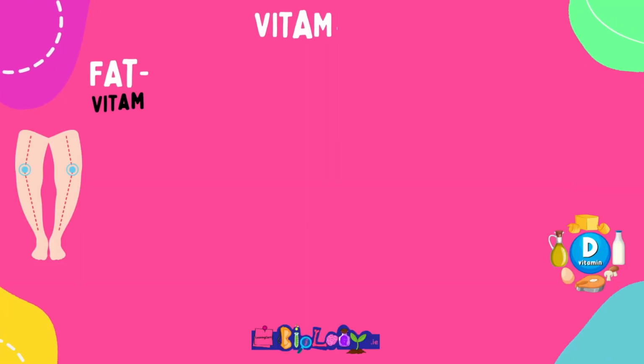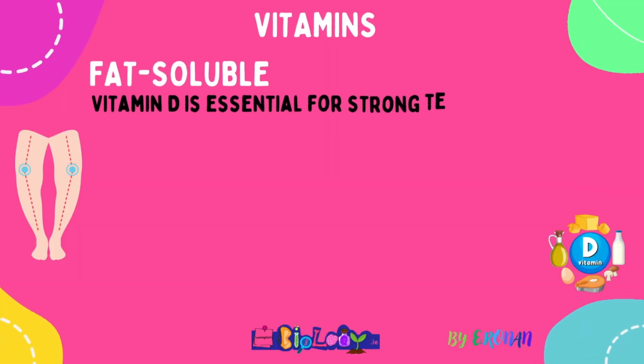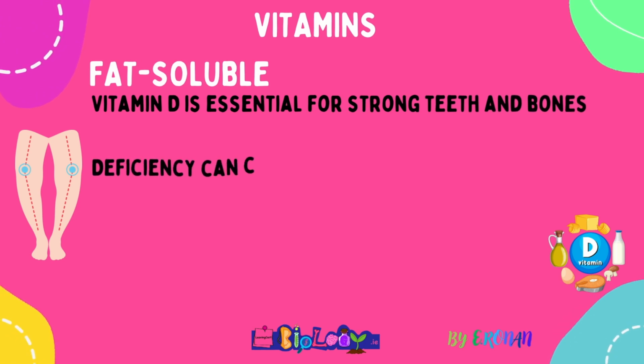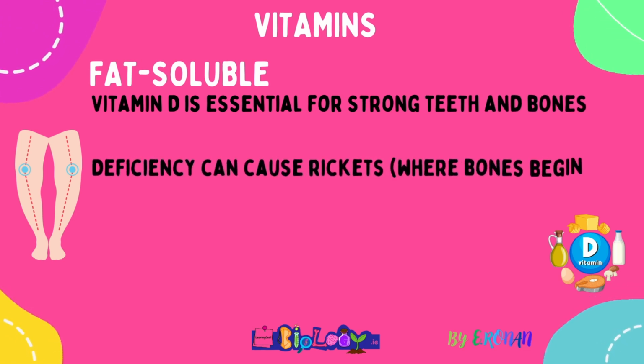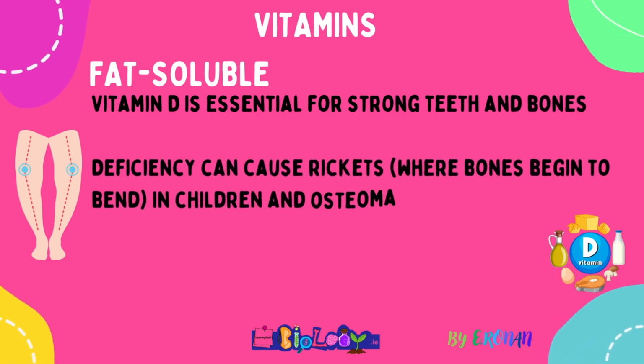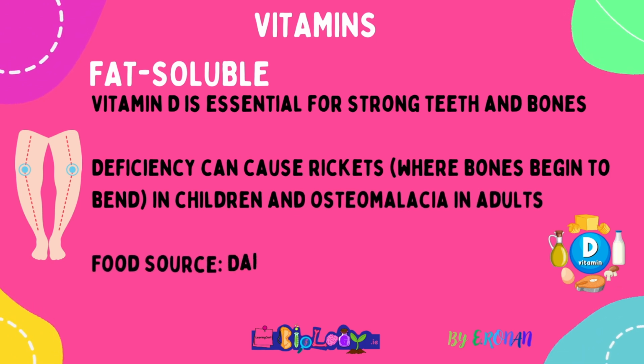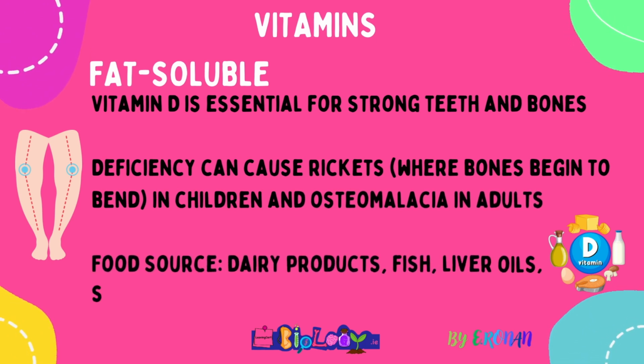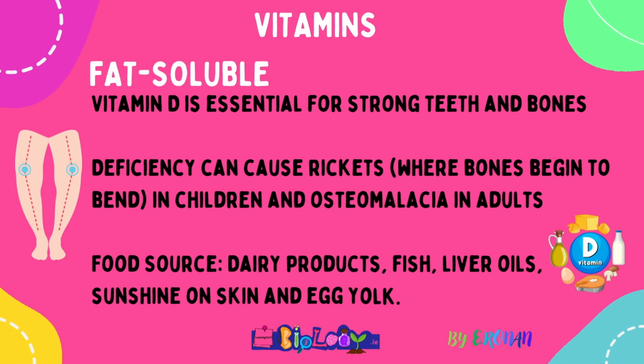Example, vitamin D. If we look at a deficiency, vitamin D is needed for strong teeth and bones. A deficiency, also known as a lack of, can cause rickets, where bones begin to bend in children, and osteomalacia in adults. Then we have food sources such as dairy products, fish, liver oils, sun on skin and egg yolks, which are all sources of vitamin D. So that is our fat soluble vitamin.